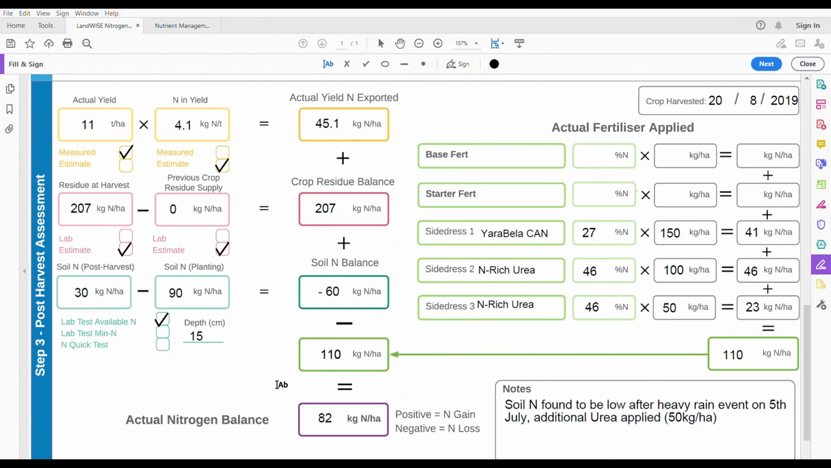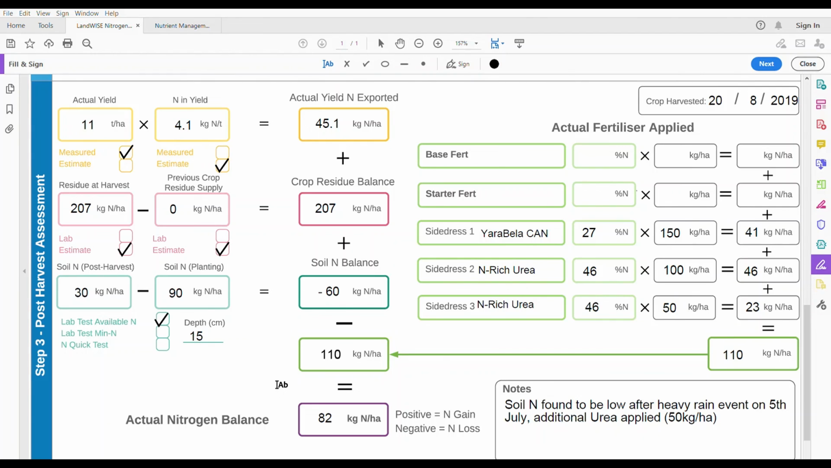This means that more N has been added to the system in plant residues, yield, and soil than taken away in leaching, volatilization, or denitrification. While we can't accurately or easily measure nitrogen losses, we can measure the start and end values of soil and plant nitrogen pools, which means we can estimate the difference.